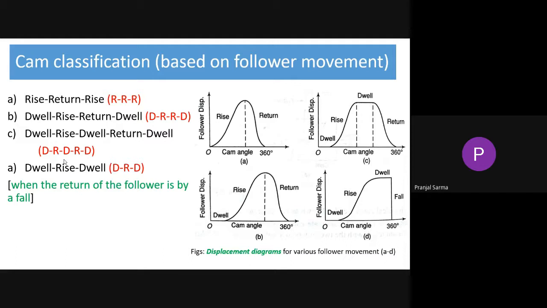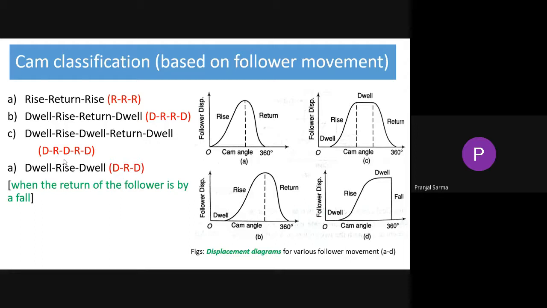Okay, on that particular follower portion, there may be some dwell also. Similarly, initially if it has moved up, and after that for some time it remains there in the up position itself, without any motion to the follower, we call that a kind of dwell period. So the dwell may be in the very beginning, in the middle, or at the end of the stroke also, that is different.